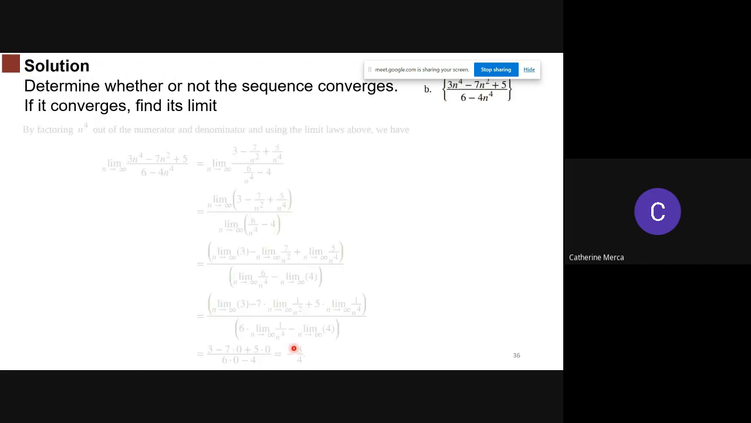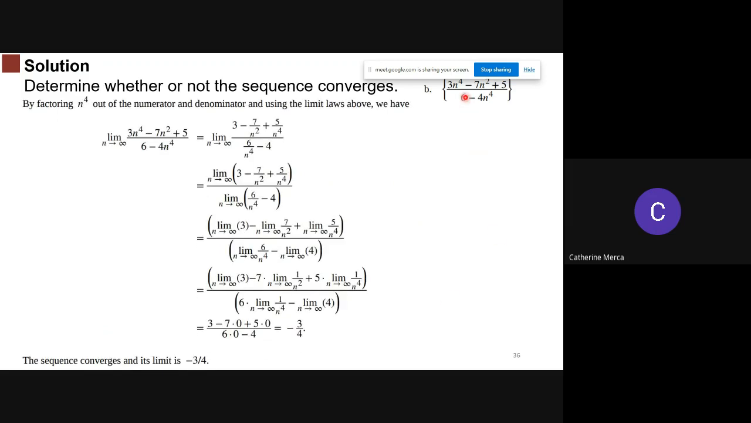Next number, this one. 3n to the 4th minus 7n squared plus 5 over 6 minus 4n to the 4th. Now, one strategy, I don't know if this was already taught in 61, when you are asked to find the limit, you divide by the highest exponent, this 3n to the 4th, so you divide everything by n to the 4th. So 3 minus 7n squared plus 5 over n to the 4th.